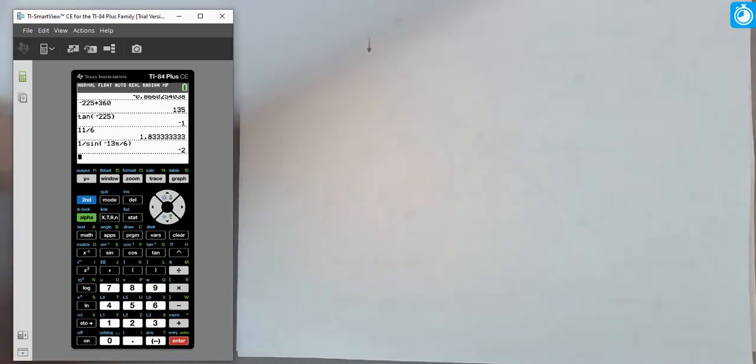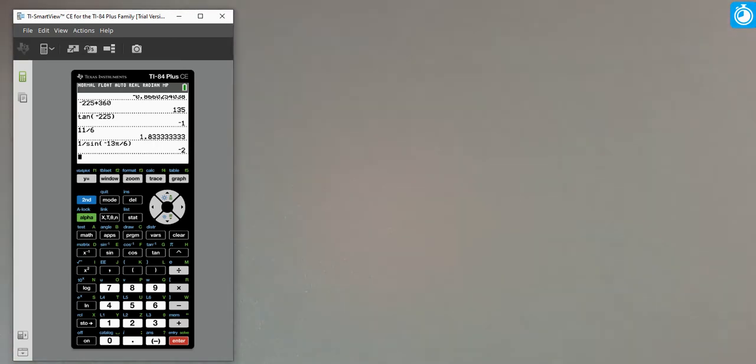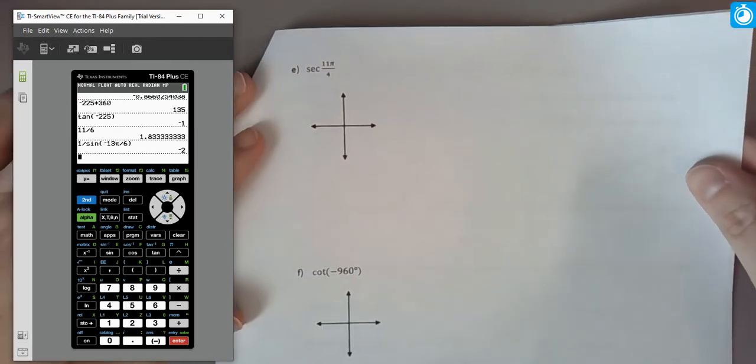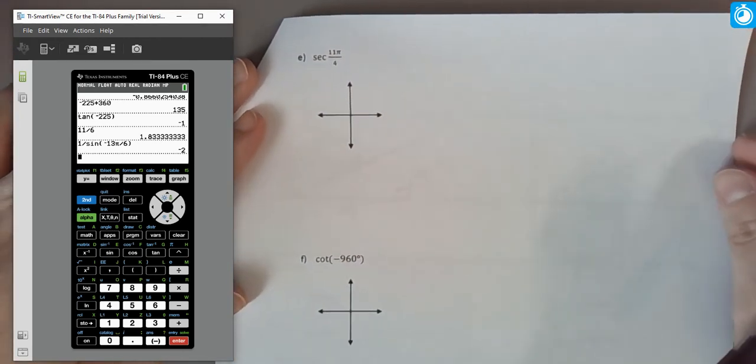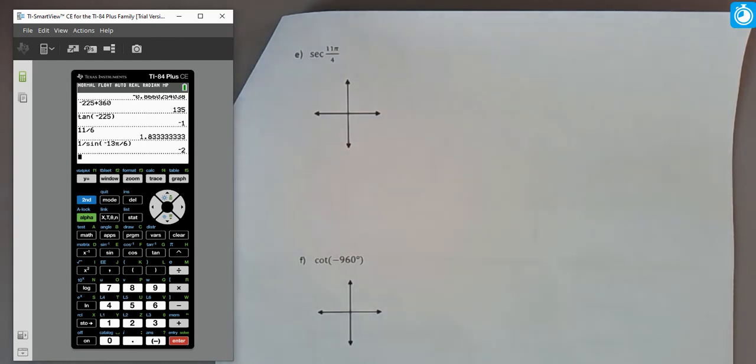Okay, let's look at just a couple more. We want to do one for each of our trig functions. So now we want a secant of 11 pi over 4. So we're in radians. 11 pi over 4, is that within our standard rotation?